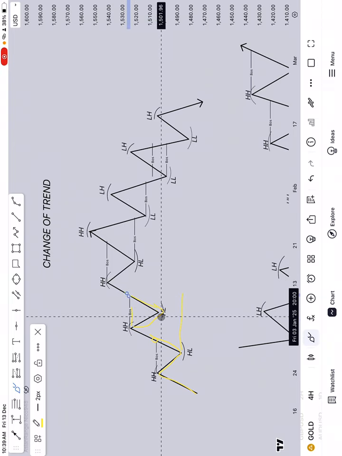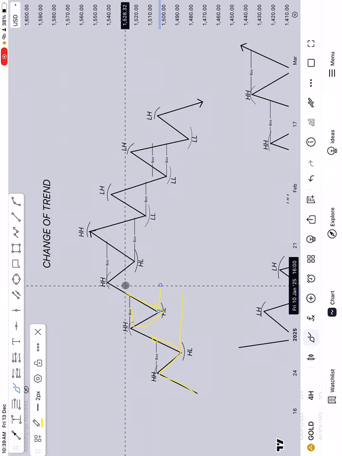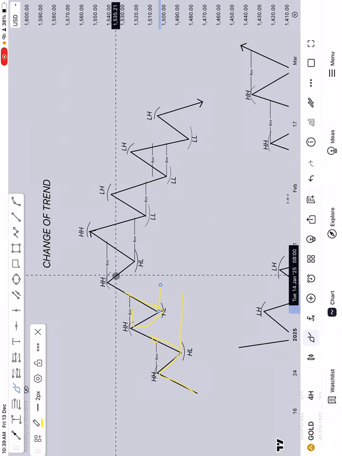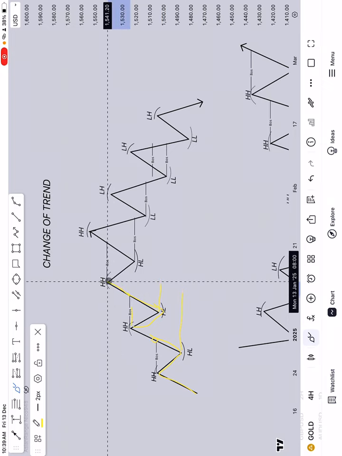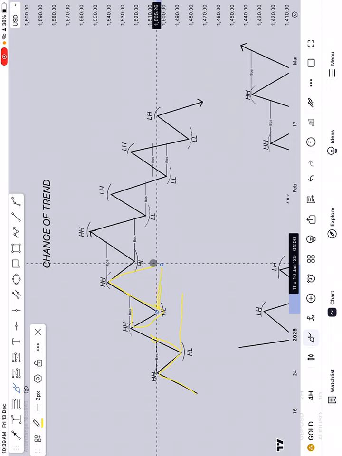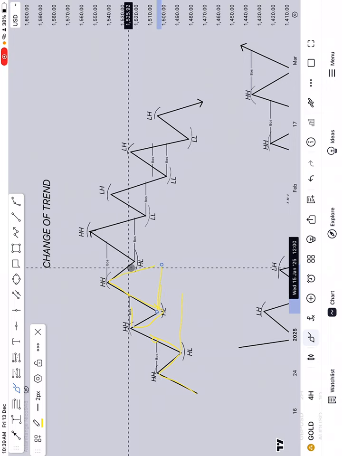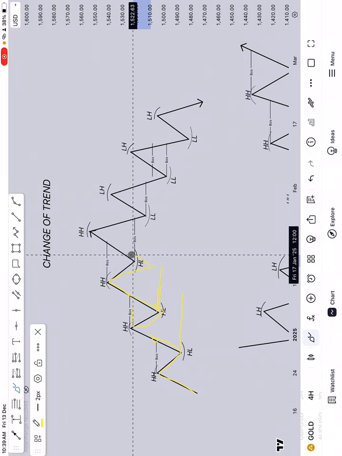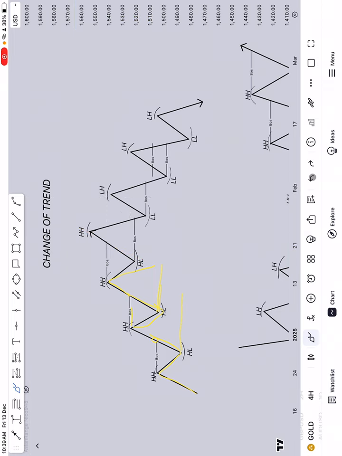Okay, and now immediately that break of structure has happened, this is now a protected low, and we don't expect price to definitely do what? We don't expect price to definitely trade below this protected low. Our expectation is price will not trade below this protected low. Price will trade where? Price will continue up.